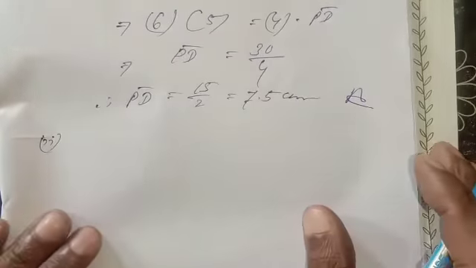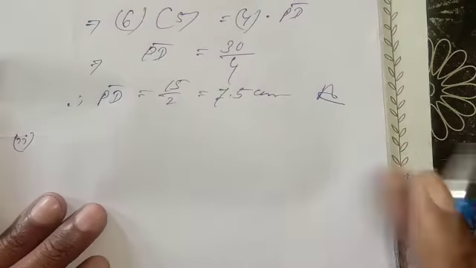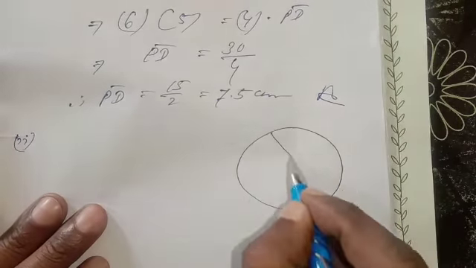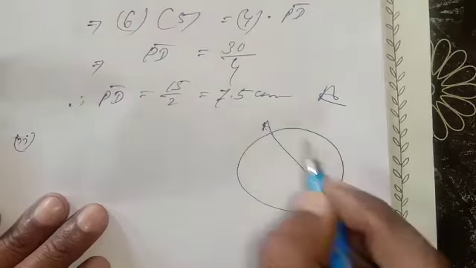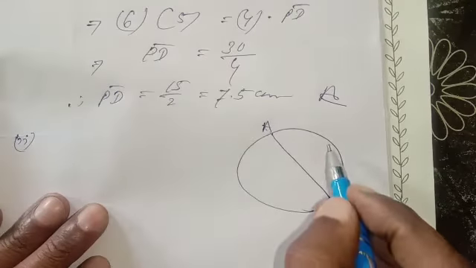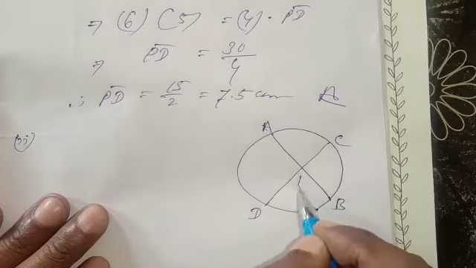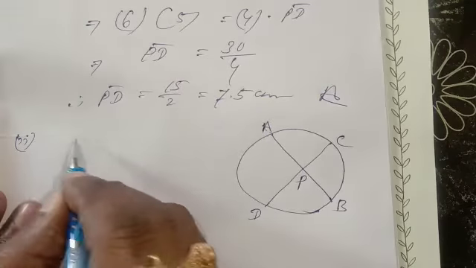The second part question is given AP equal to 8 centimeter. First, draw one circle. Inside the circle, two chords are intersecting at the point P. Suppose AB is a chord and another chord is CD. Both the chords are intersecting at the point P. What is given in this question?